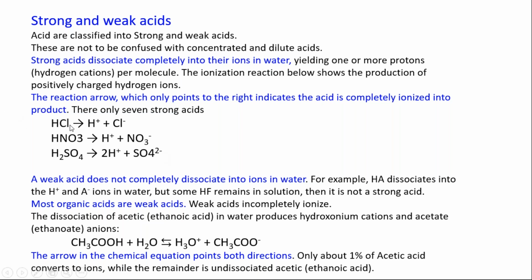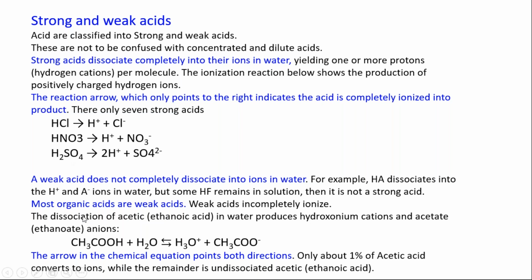And what I want you to look at is that this is a single direction arrow showing that there is complete ionization of the acid. So the arrow points only to the right. So strong acids dissociate completely into their ions in water, yielding 1 or more protons per molecule.